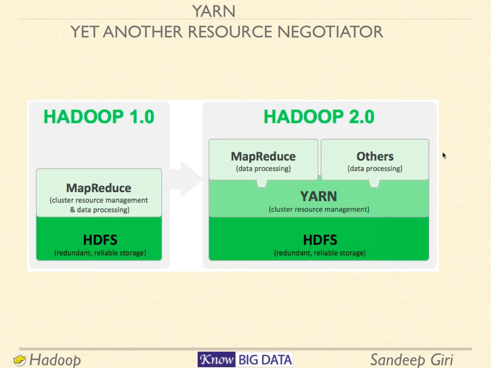Yarn was just one step up from Hadoop 1.0. But from the development perspective, nothing had changed. All the MapReduce jobs which were there earlier still work fine. All you need to do is just recompile it.